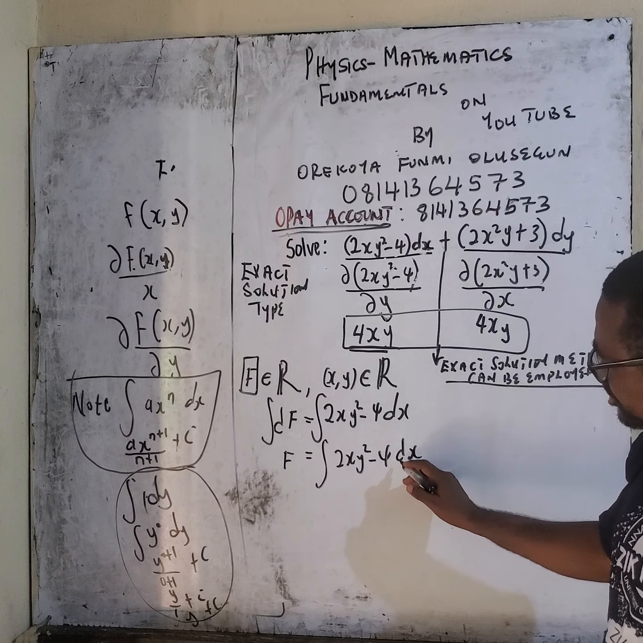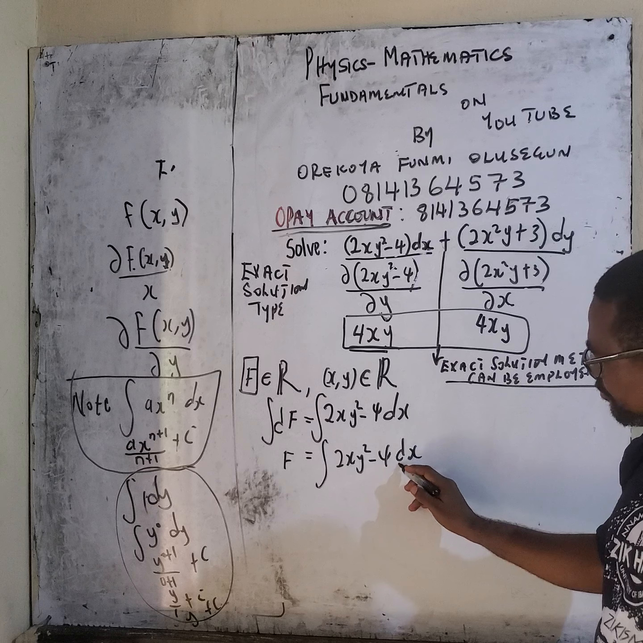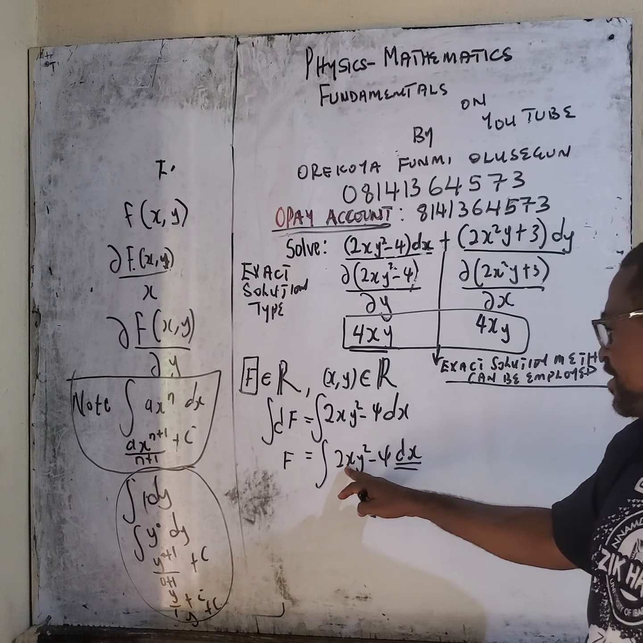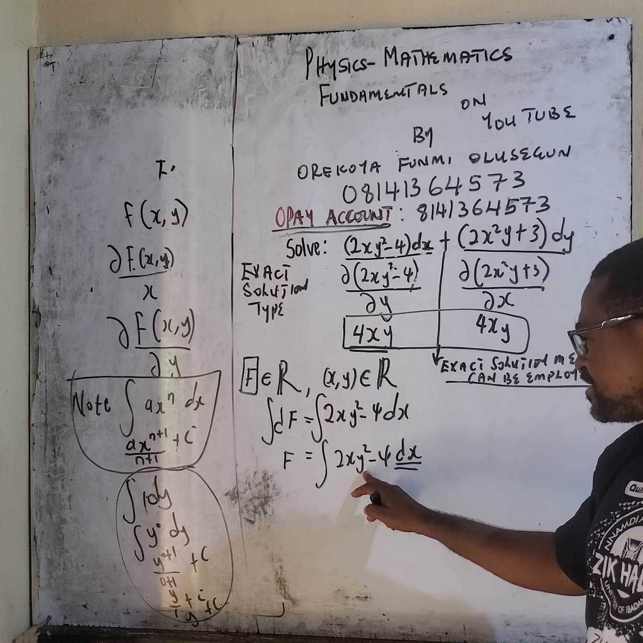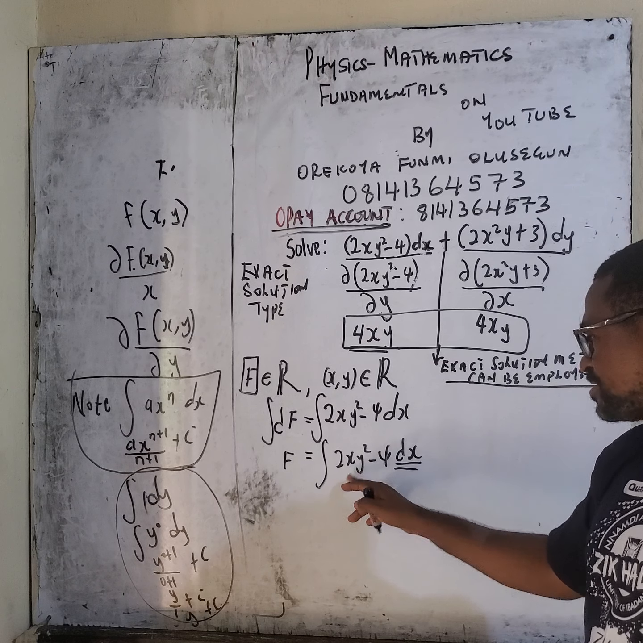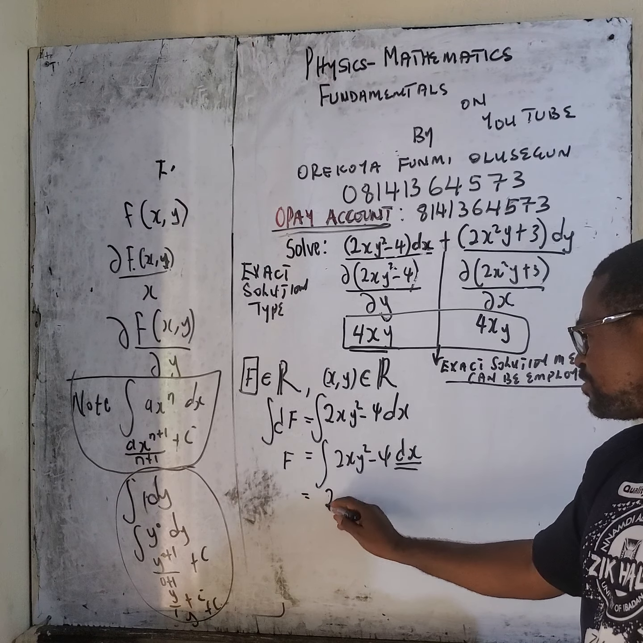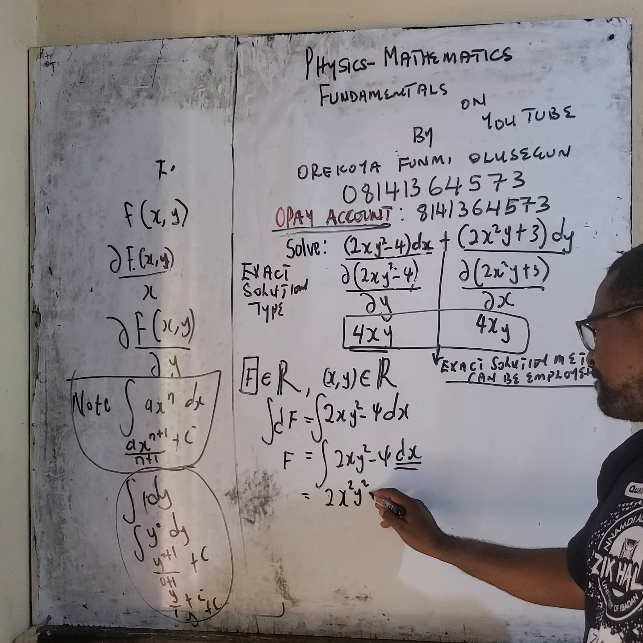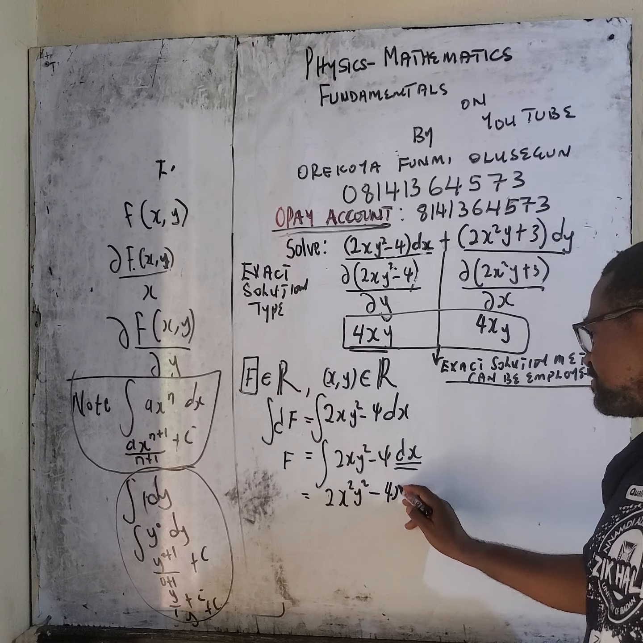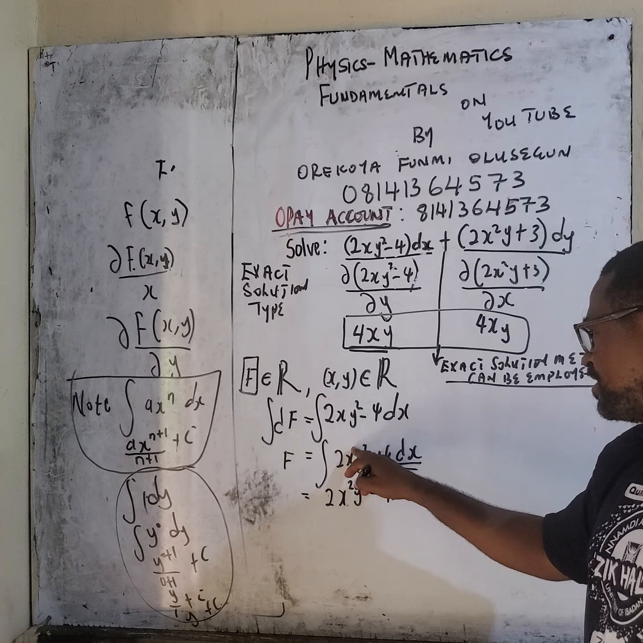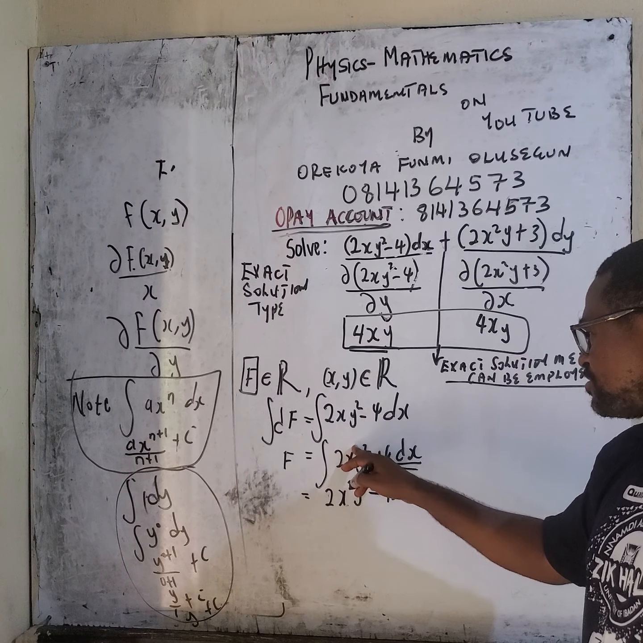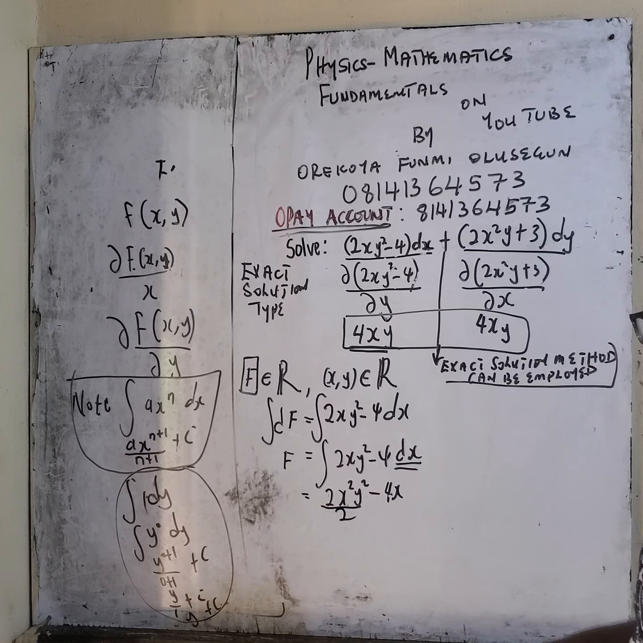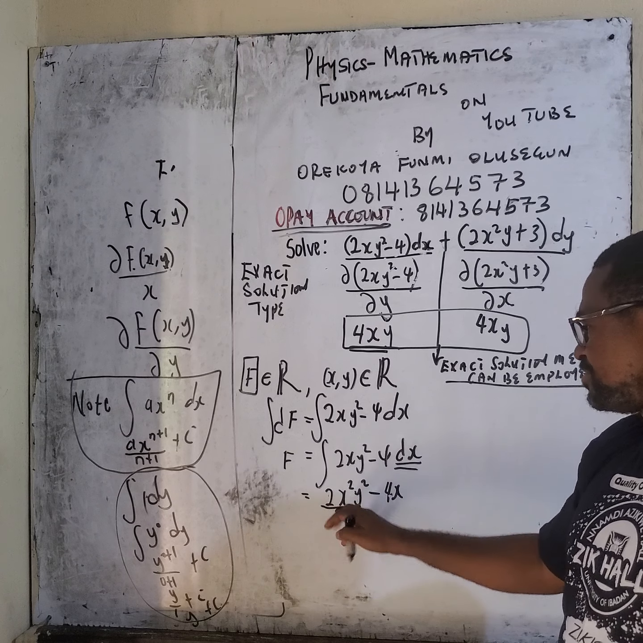So our integration is with respect to x. In this case, y is assumed to be a constant. So we are going to have 2x raised to power 2, y squared, minus 4x. You divide this by the power that we got after adding 1 to the power of x. So divided by 2, minus 4x. If you look at this now, these two cancel these two.